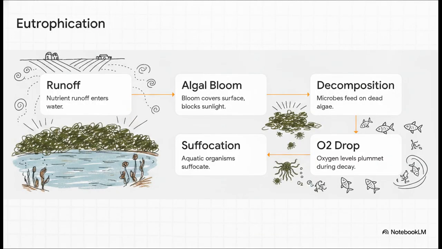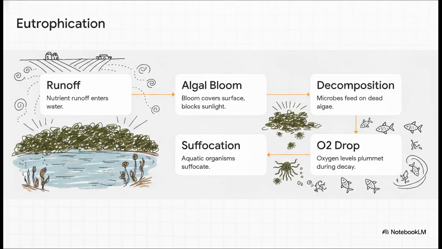Here is the play-by-play of how a lake dies. Step 1, agricultural phosphates and nitrates wash into the water. Step 2, green algae go absolutely crazy on this all-you-can-eat buffet, multiplying into a massive algal bloom that covers the surface and completely blocks out the sun.